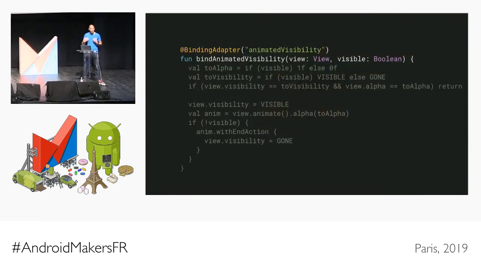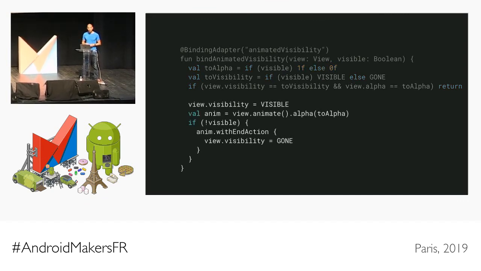So if you haven't written a custom binding adapter, it looks something like this, which is essentially a top-level function which takes the view and the properties that we declare in the attribute here. So here I am given the view and that visibility boolean. And I can do something like this, like work out if the view is already in the end state that we want to get to, and if so, bail out of there fast.